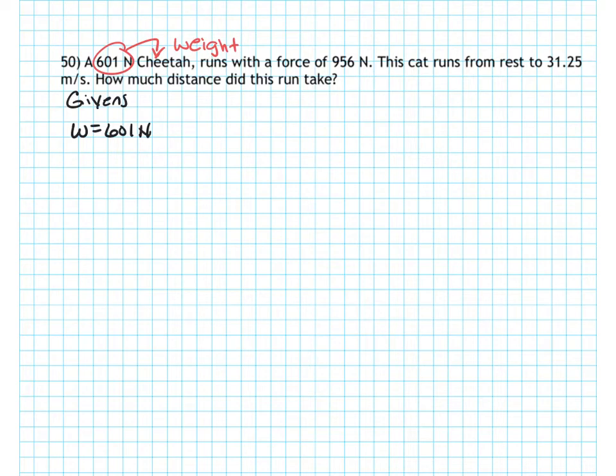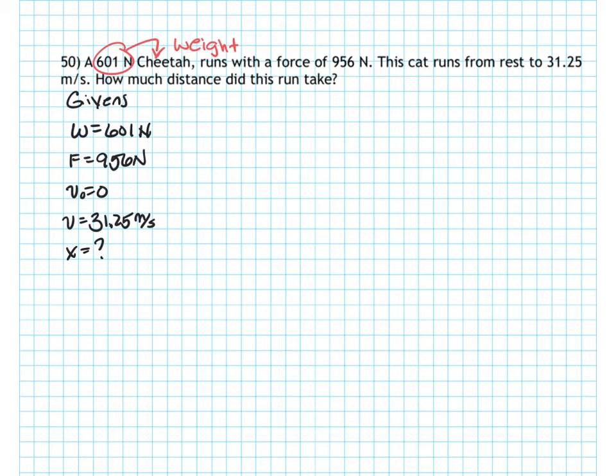And it runs with a force of 956 newtons. It runs from rest, so that's V naught is equal to 0, to 31.25, that's the final velocity, 31.25 meters per second. That's 70 miles per hour, by the way. How much distance did this take? So that's going to be my X.